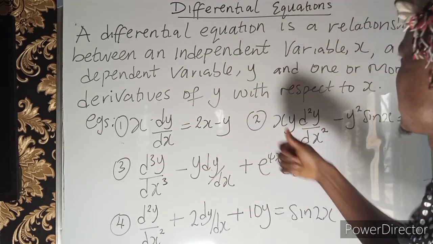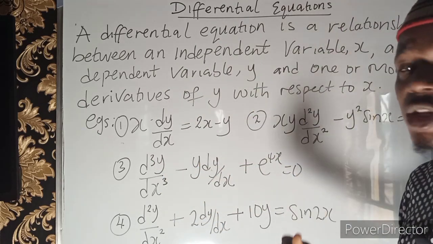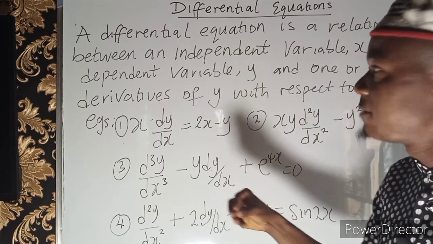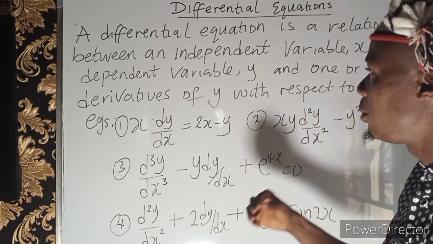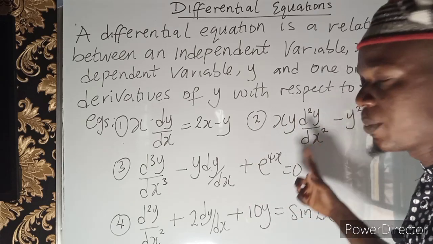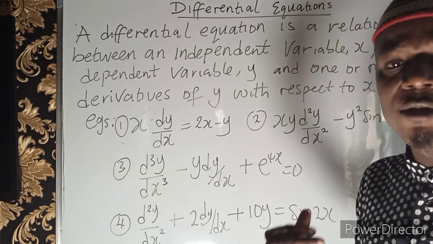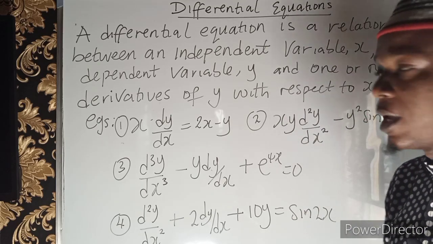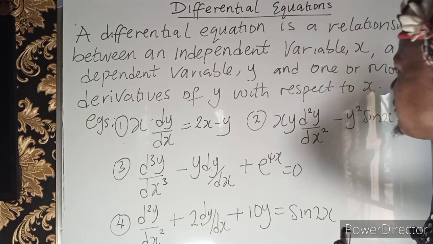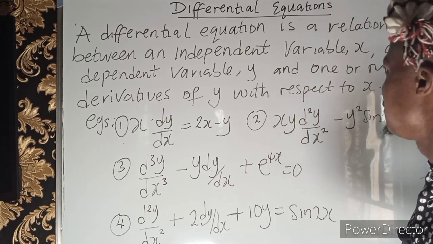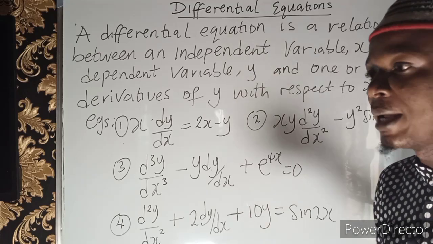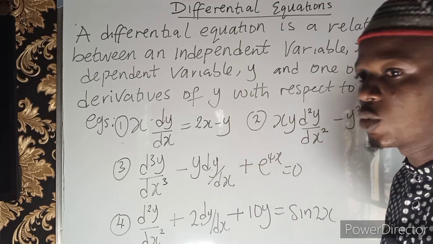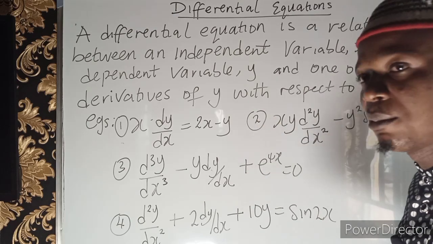I say that a differential equation is just a relationship between an independent variable x, a dependent variable y, and one or more derivatives of y with respect to x. So a differential equation must contain a dependent variable. It will also contain an independent variable, then one or more derivatives of y with respect to x. These are the examples of differential equations, which I've carefully written on the board for you.